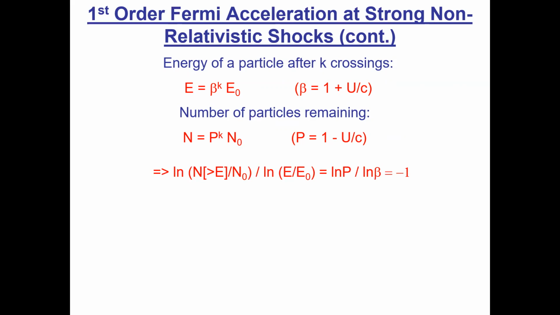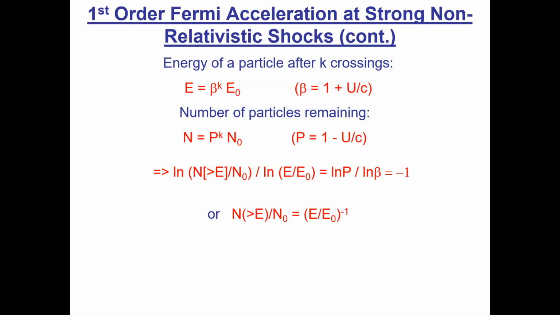And we're talking about non-relativistic shocks, so very small fractions u over c. That means the ln of 1 plus something small is just that argument: ln of 1 plus epsilon is just epsilon for very small values of epsilon. So this gives you just minus u over c divided by u over c, so minus 1.